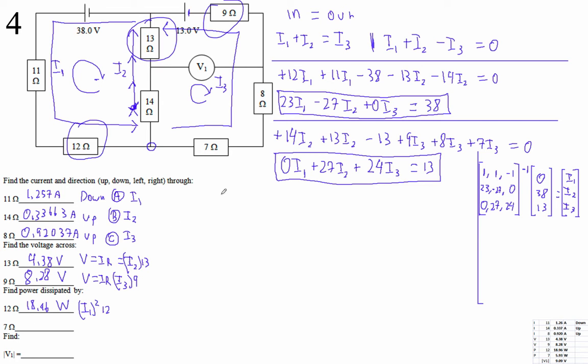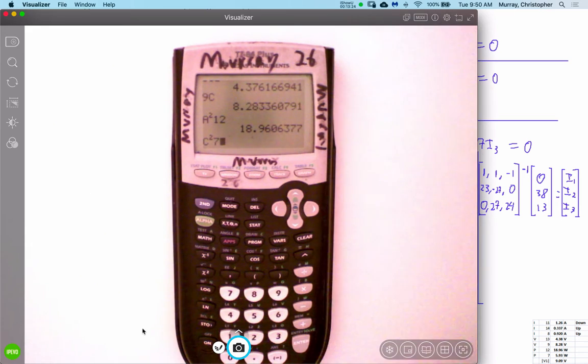Okay, and then 7. Where's my 7? There it is. That's going to be I3 squared times 7. So for me, it's just C squared times 7, because I stored I3 in C. 5.93 watts.